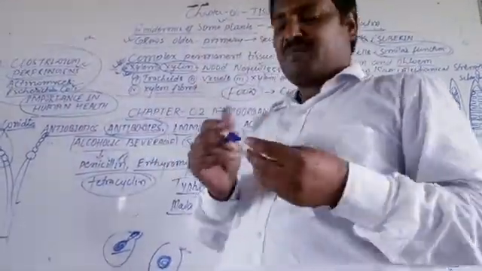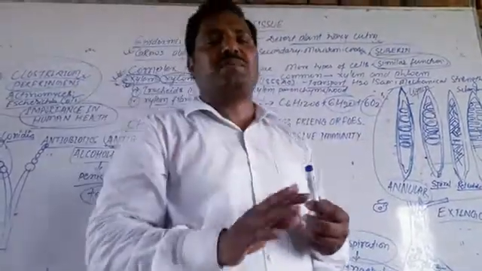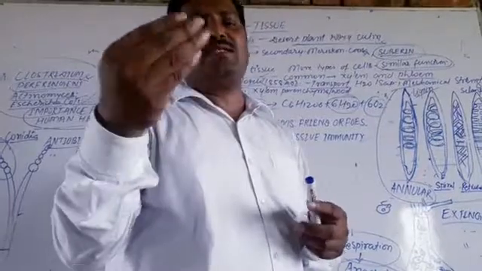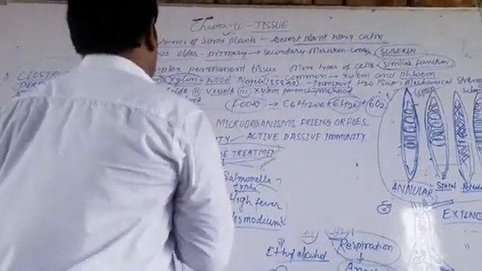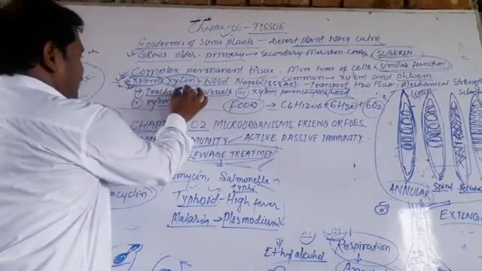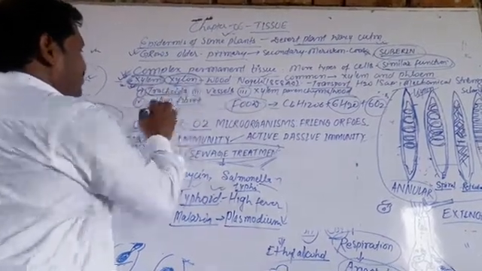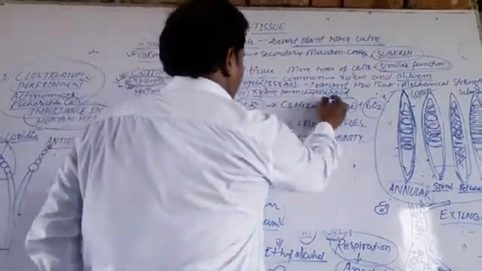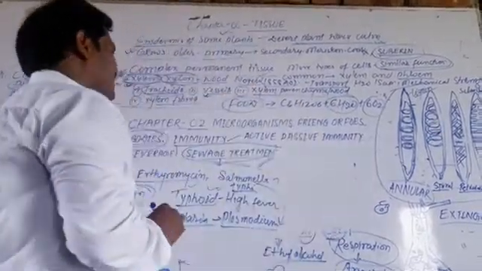Now there are four types of xylem elements. First element type is the tracheids, and the second one is the vessels. Third is the xylem parenchyma, and the fourth is the xylem wood fibers.